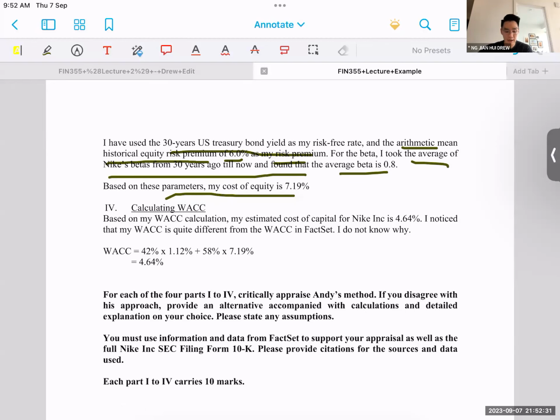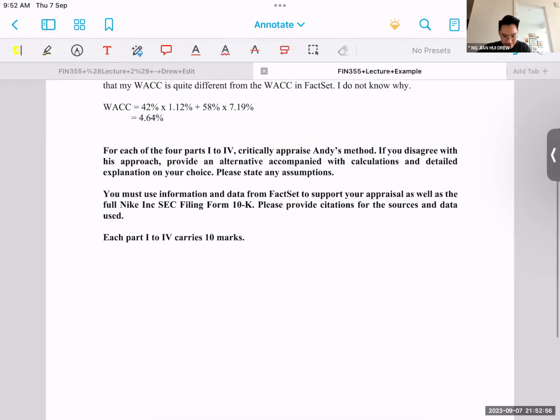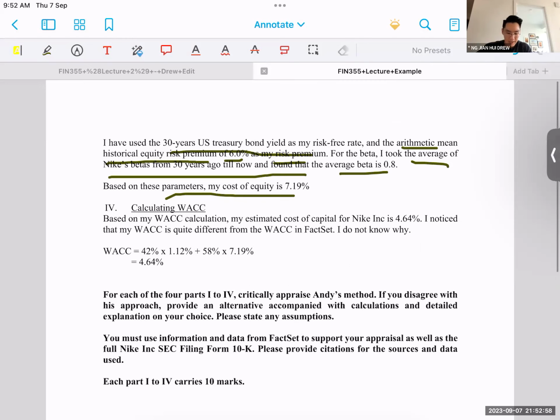So now, after everything, based on my WACC calculation, my estimated cost of capital for Nike is 4.64. I noticed that my WACC is quite different from the WACC in FactSet. I do not know why. Okay, I guess having answered the few parts, we already know why, because he made a lot of mistakes.